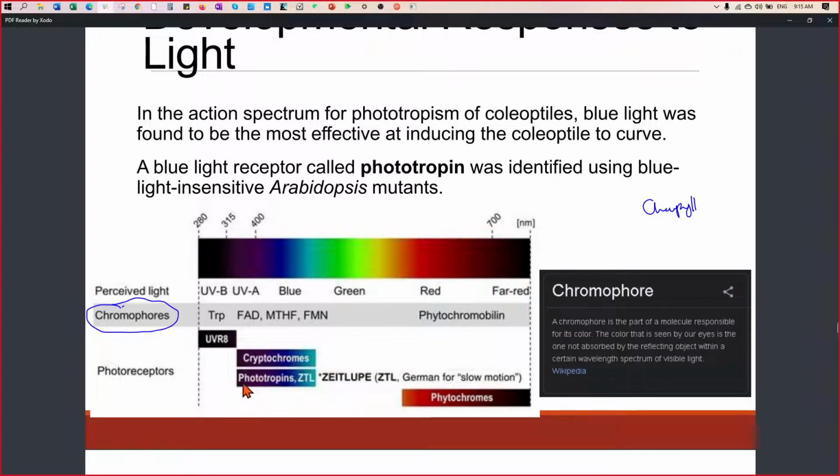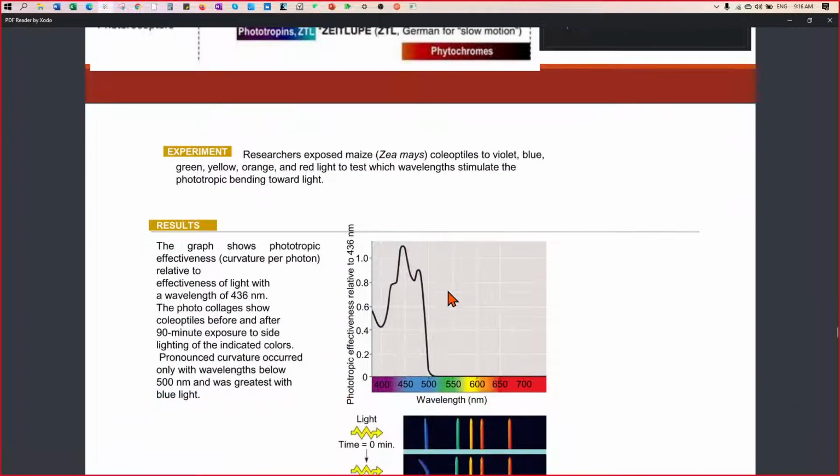Okay, so you have various photoreceptors in plants. You have cryptochromes, phototropins, and also the phytochrome. Cryptochromes and phototropins are meant to sense blue light. What are they actually? They're actually a protein plus chromophore. So they only perceive blue light, and then phytochromes perceive the red light. Why is this important?